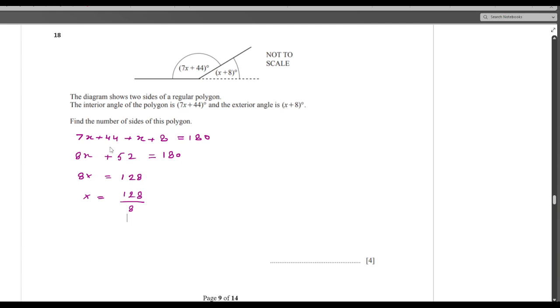7x plus x, 8x, 44 plus 8 is 52. That is okay.